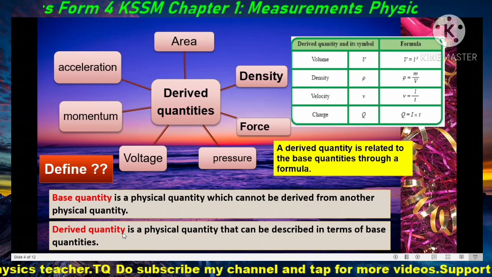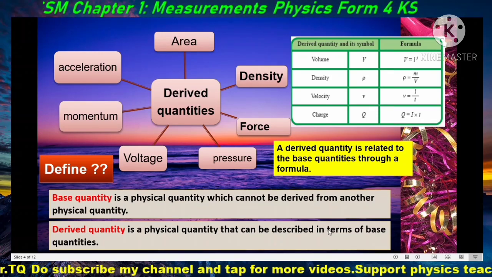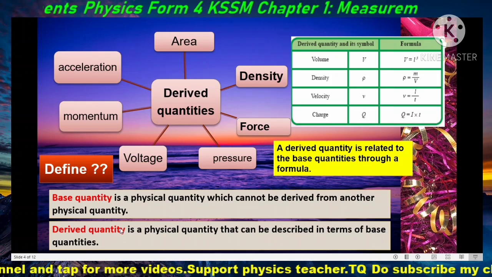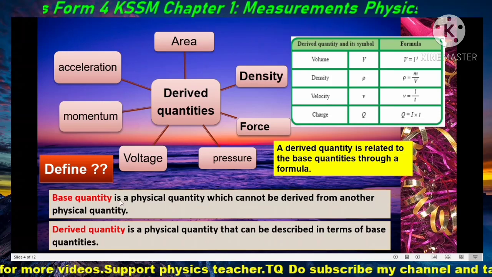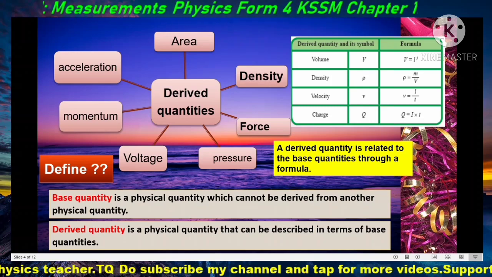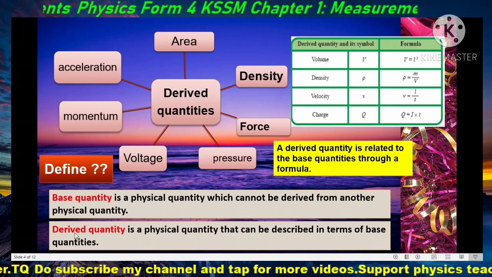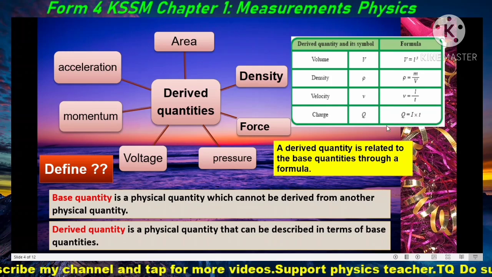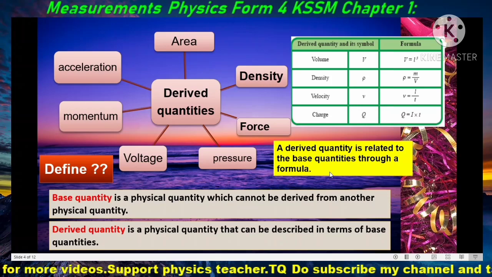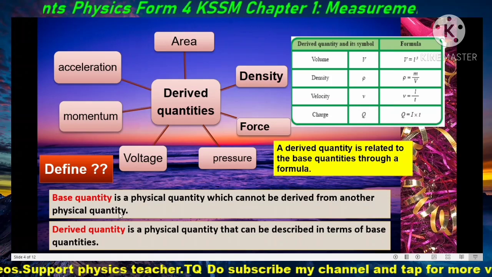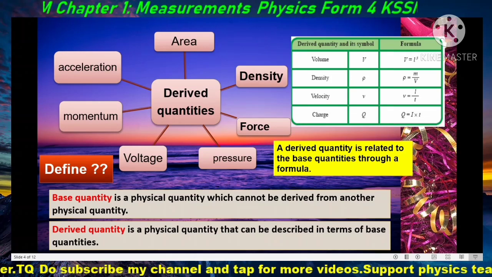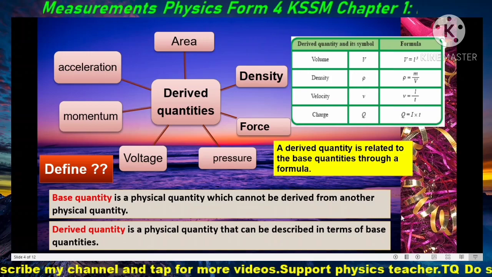So derived quantity is a physical quantity that can be described in terms of base quantities. Meaning, as you can see, base quantity we discussed, there are 7 base quantities. Other than that, all are derived quantity. Okay, so for derived quantity, there must be a formula that shows a combination of physical quantities to form the derived quantity through multiplication, division, or both operations. Okay.